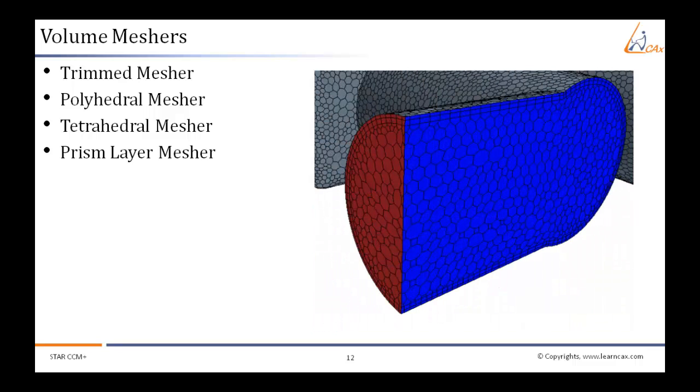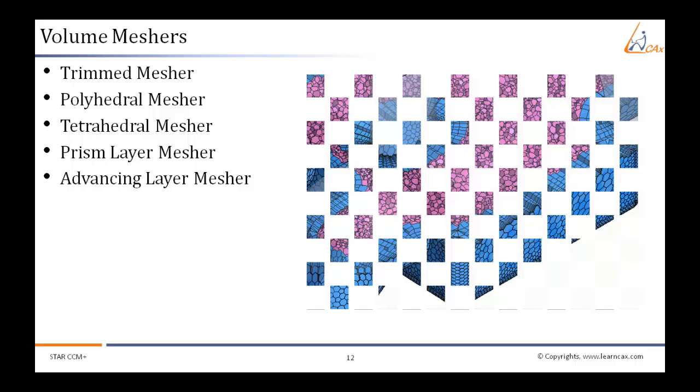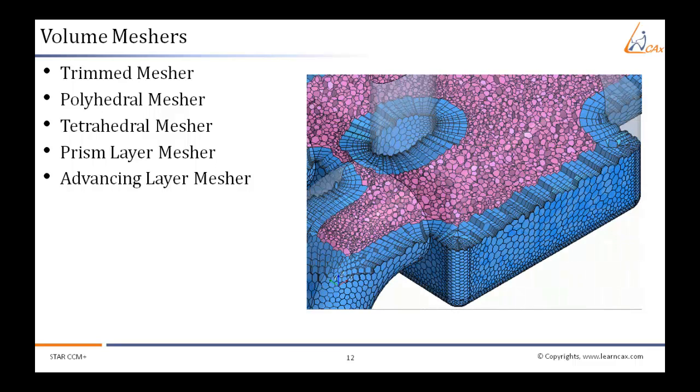After this, we will see the prism layer mesher. This mesher adds prismatic cell layers next to wall boundaries. The mesher projects the core mesh back to the wall boundaries to create prismatic cells. There is also the advancing layer mesher. It creates a volume mesh composed of prismatic cell layers next to wall boundaries and a polyhedral mesh elsewhere. The mesher creates a surface mesh on the wall and projects it to create the prismatic cell layers.